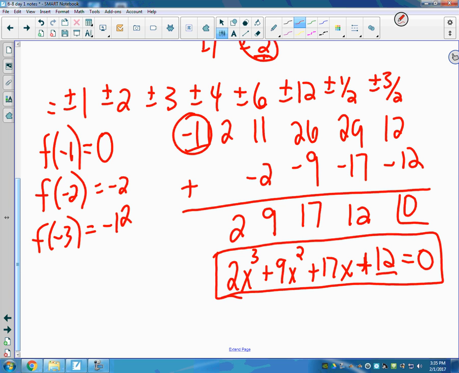Maybe I pick -1/2 next. So I'm going to go to -1/2. Oh my goodness. This is exciting, right? I should have done this ahead of time and I would know the answer, right? When I plugged in -1/2, I got 5.5. So that didn't work.